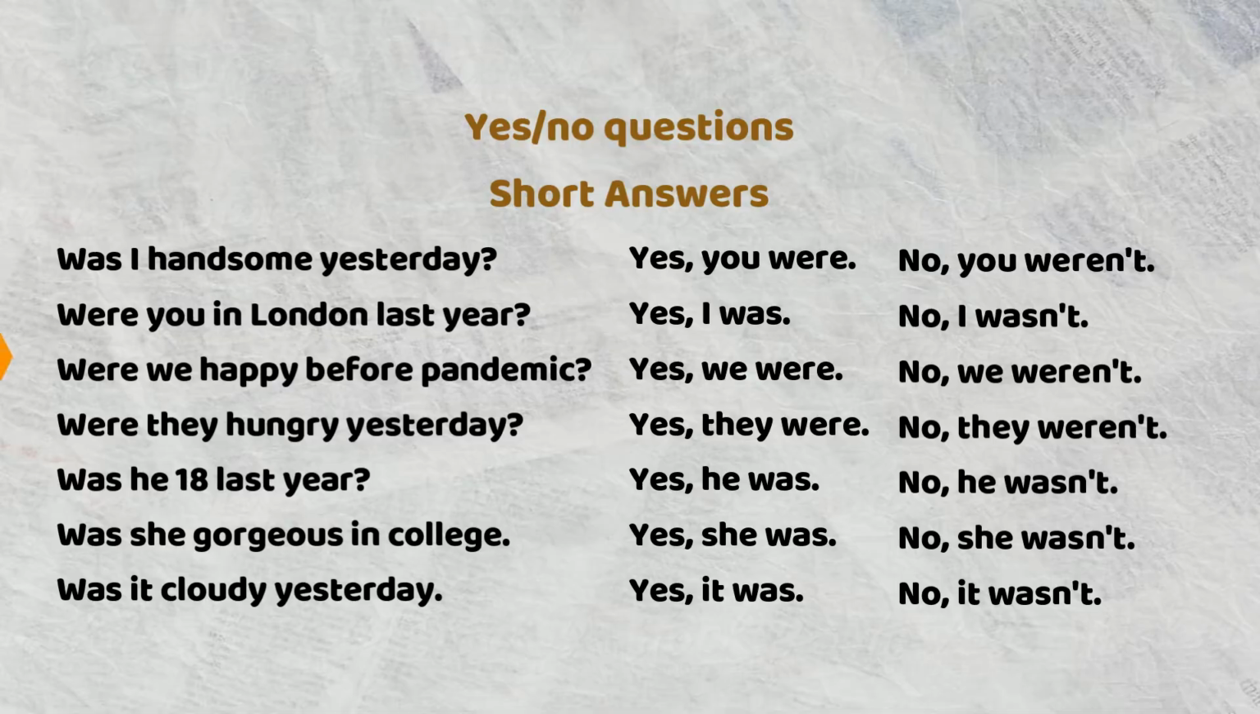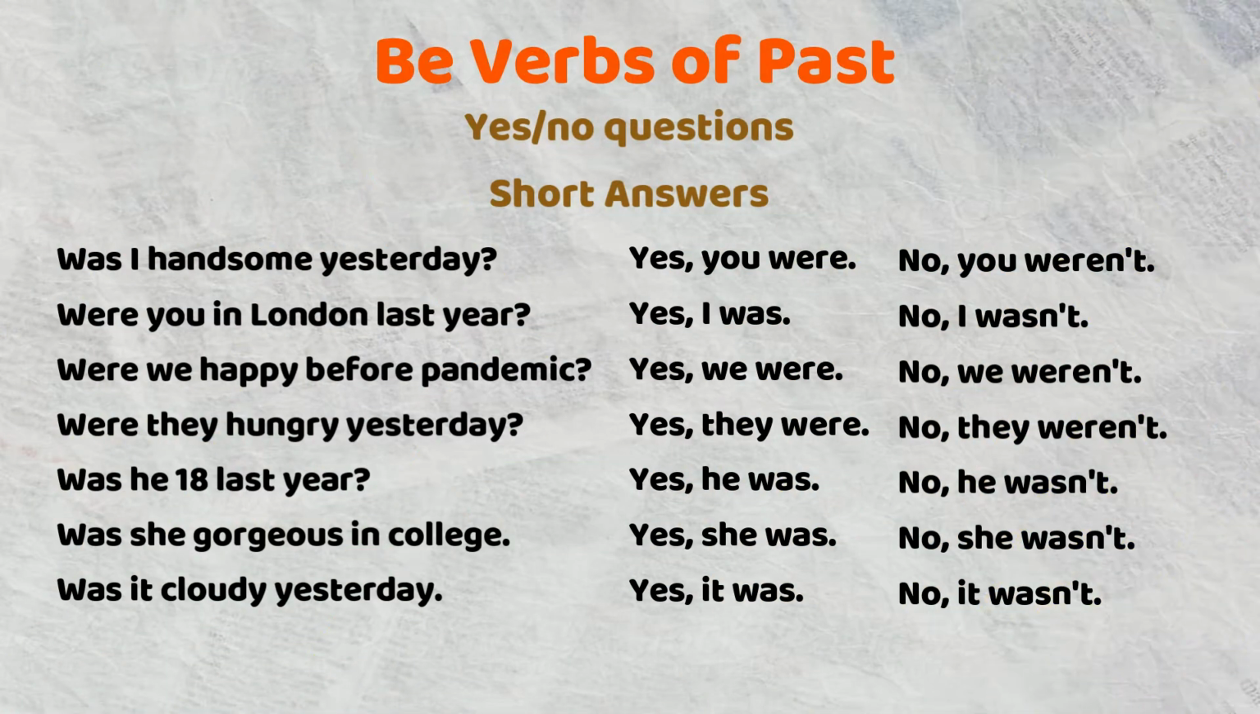The short answers are like this. Was I handsome yesterday? Yes, you were. No, you weren't. Were you in London last year? Yes, I was. No, I wasn't. Were we happy before pandemic? Yes, we were. No, we weren't. Were they hungry yesterday? Yes, they were. No, they weren't. Was he 18 last year? Yes, he was. No, he wasn't. Was she gorgeous in college? Yes, she was. No, she wasn't. Was it cloudy yesterday? Yes, it was.